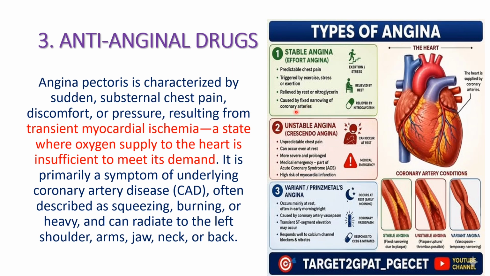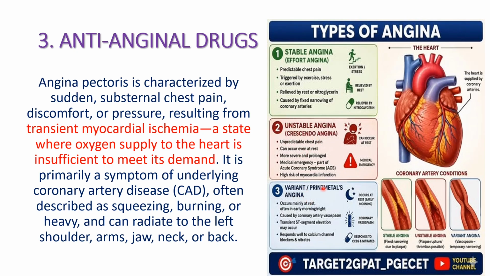Unstable angina is also called crescendo angina, and this is considered a medical emergency, because here the pain in the chest is unpredictable and can occur even at rest. Though you are not doing any exercise, the pain in the chest may appear. It is a medical emergency because of an underlying coronary heart disease. Any coronary disease results in this unstable or crescendo angina. Remember, unstable angina is also called crescendo.